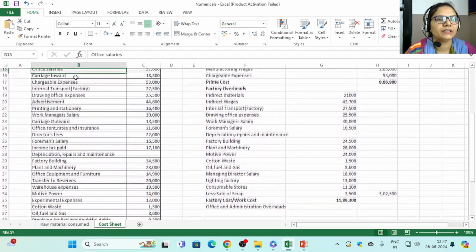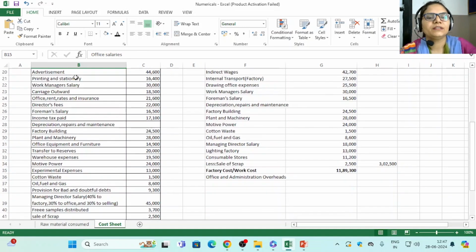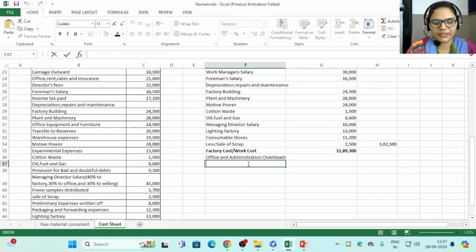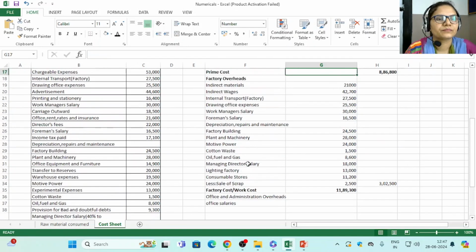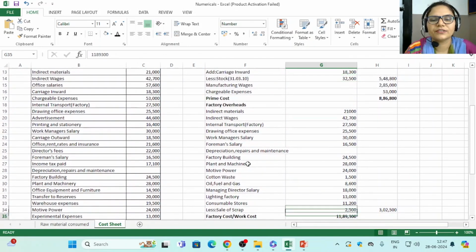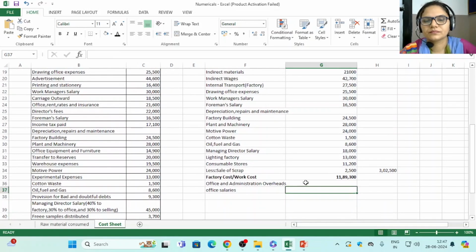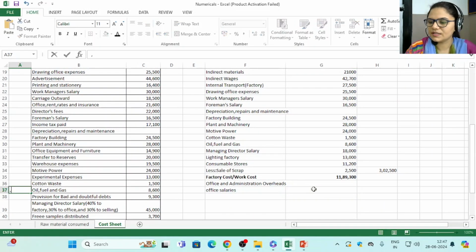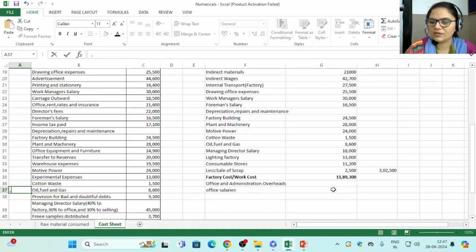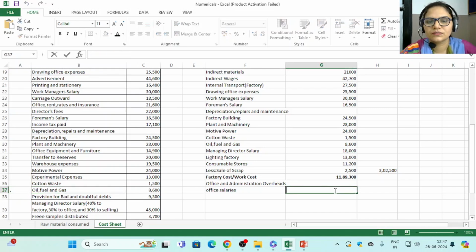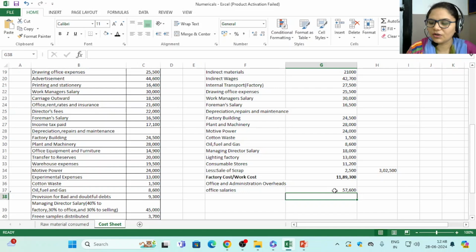Let us start from the beginning. Office salaries are part of office and administration overheads. How much is it given? 57,600.